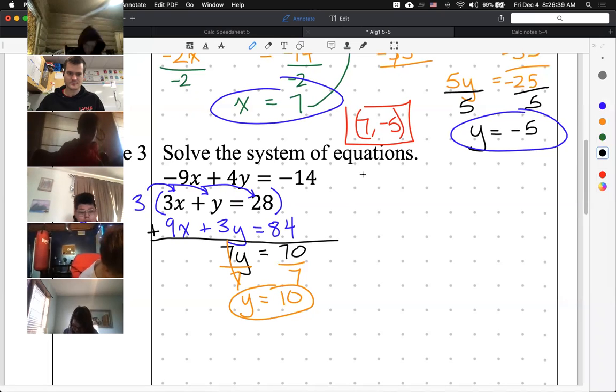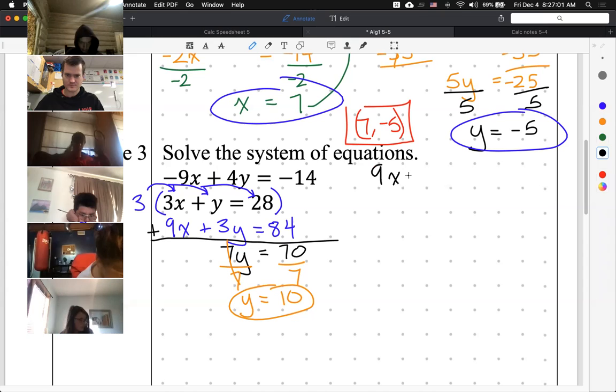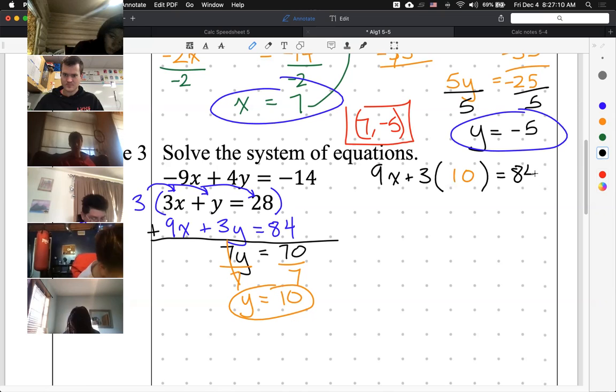Wait, do we use the original equation or do we use the one with the 9x plus the one that's used already? You can use any of these three. They'll all work. Every single equation is going to be an answer. Okay, so I'll use the 9x, the bottom one, far bottom. So this one, all right: 9x plus 3 in parentheses the 10 that we already have, and then it will be equal to 84, and 3 times 10 is 30. Perfect.